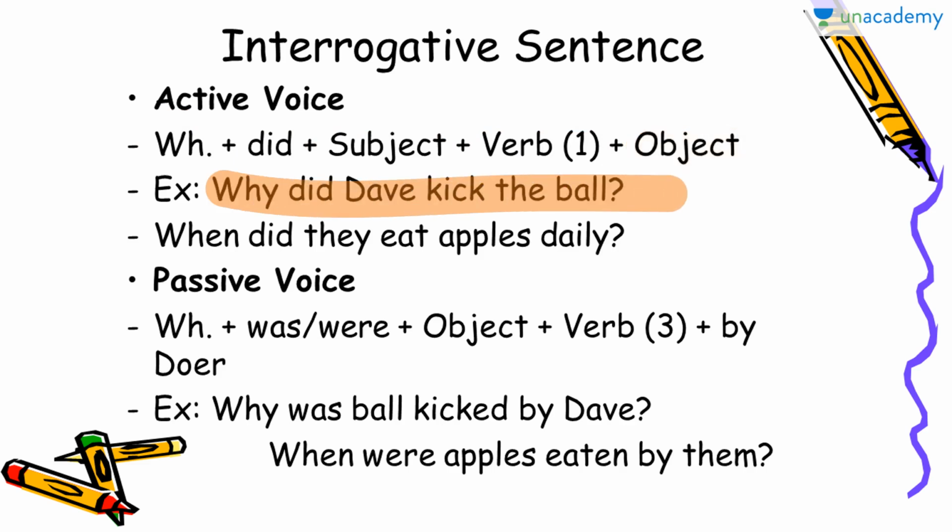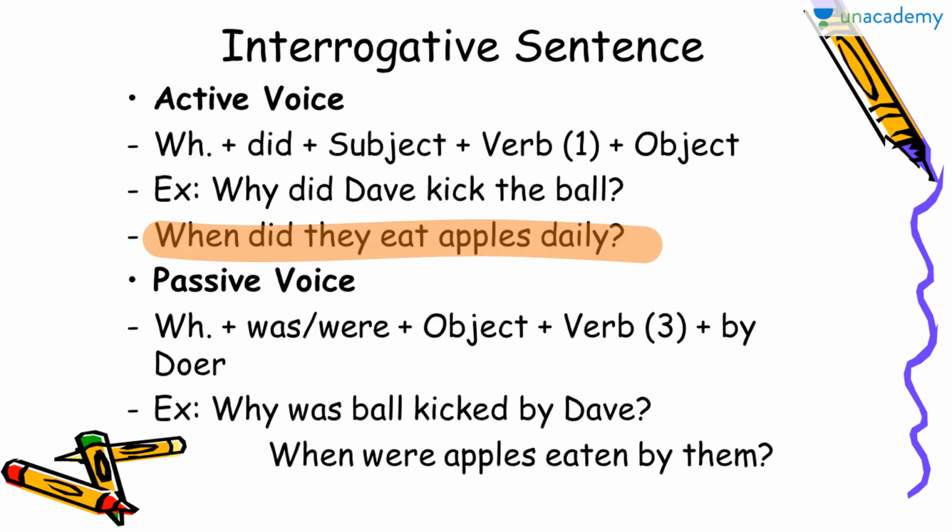So here the WH word is why. Then did, then the one who is doing it, then the first form of the verb, and then the object. Then again we see, when did they eat apples daily? So the WH word over here is when, did, then they, who are doing this work, then eat, that is the first form of the verb, and then the object on which this work is done, and we are asking the question about.